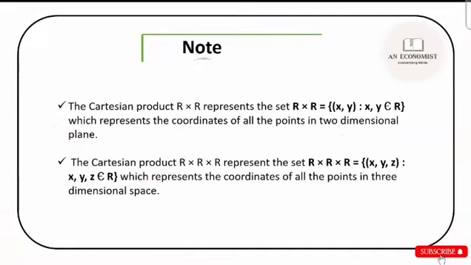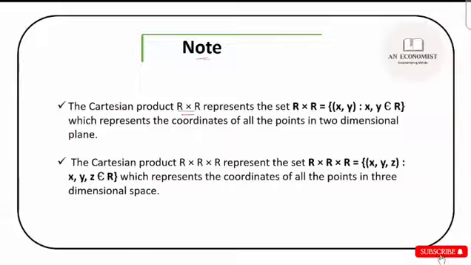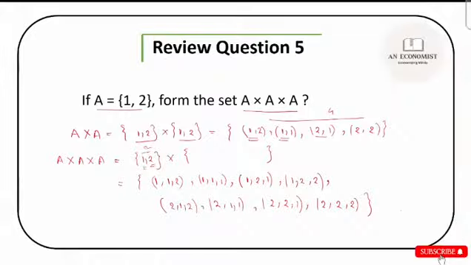Here we have something to note, that the Cartesian product of R cross R represents the set of all the elements xy such that x and y are real elements that we have seen here. Here all the elements are either 1 or 2, which belongs to the set of real numbers. It represents the coordinates of all the points in the 2-dimensional plane, right? If you draw the axis, you write x here, you write y here, you can plot all these points, right? 1, 1, 1, 2, 2, 1, 2, 2, right? It will be some points here only. So in the 2-dimensional plane, xy plane, you can plot them.